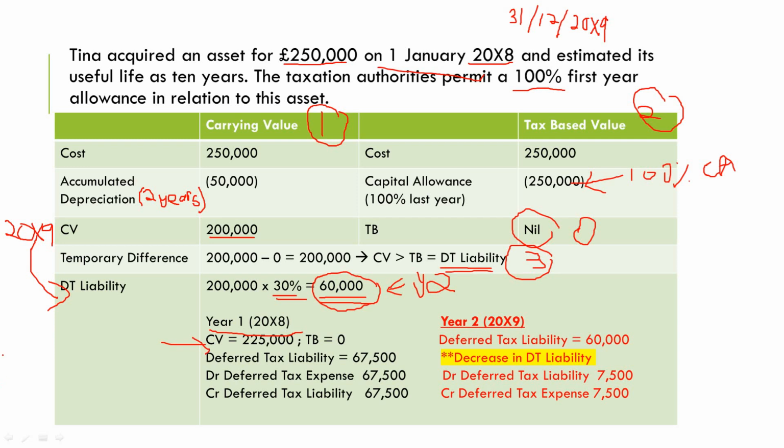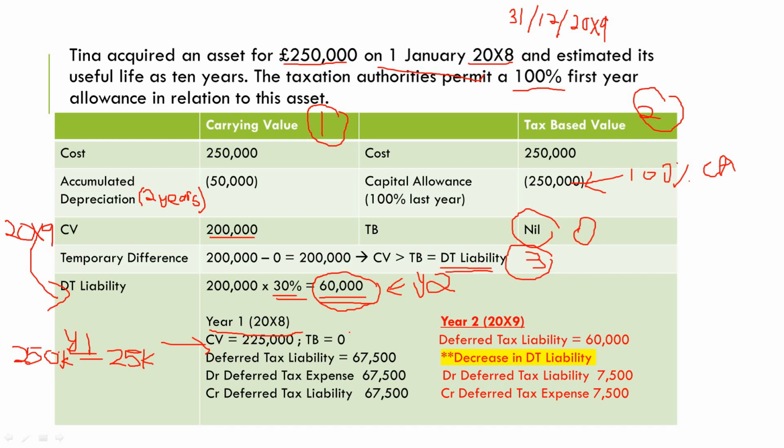So let me write down here. I'm very sorry, I do not have a proper tool to do this. I'm just using my cursor. But hopefully you understand whatever I'm trying to write here. 250,000 minus the depreciation 25,000. So this is for year 1. Okay, so that is how I get 225,000 here.